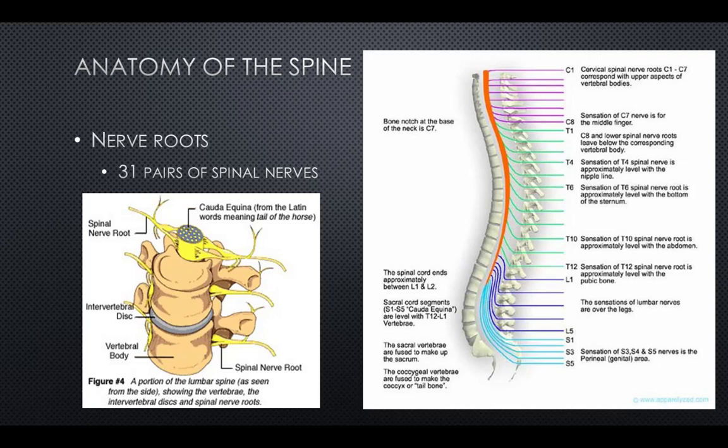Within the spine, there are 31 pairs of spinal nerve roots. Each spinal nerve root separates into the ventral root or anterior root and the dorsal root or posterior root. The ventral root or anterior root is the efferent motor root of the spinal nerve. Efferent signals travel away from the central nervous system toward the peripheral effector organs, mainly muscles and glands.